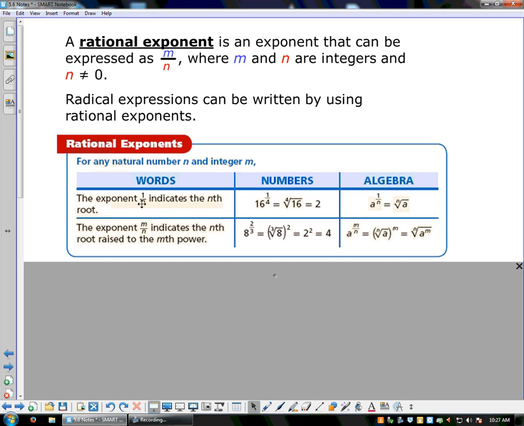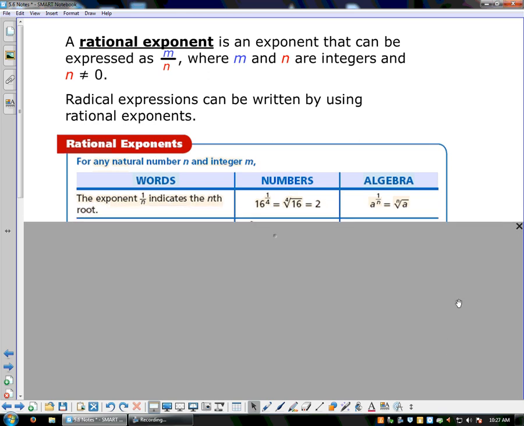The exponent 1 over n indicates the nth root. So, for example, if we have 16 to the 1/4, we would write that as the 4th root of 16, and that's equal to 2. So notice, 16 raised to a fractional exponent, 1/4, this denominator becomes the index on the radical, and this number is our radicand. So 16 to the 1/4 is equal to the 4th root of 16.